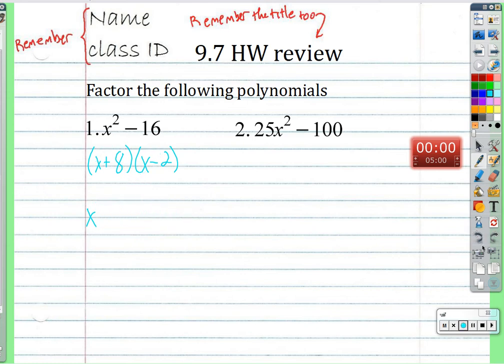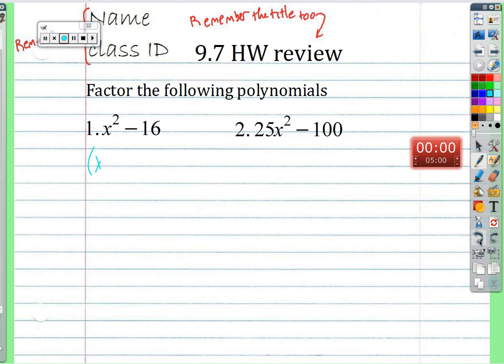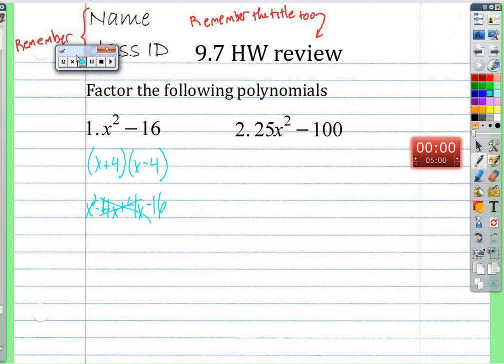Back up to, what did I just do? Okay. So we said x plus 4, x minus 4. So we multiply together, we get x squared, let's say minus 4x plus 4x minus 16, there's our x squared. And our minus 16, and negative 4x and 4x cancel each other out, leaving us with x squared minus 16 only. Okay. Questions about that?